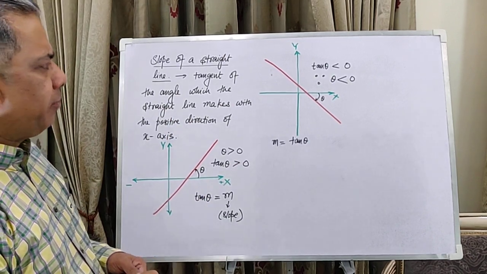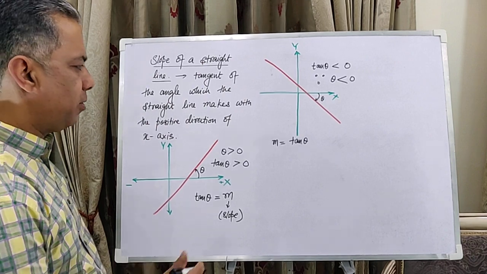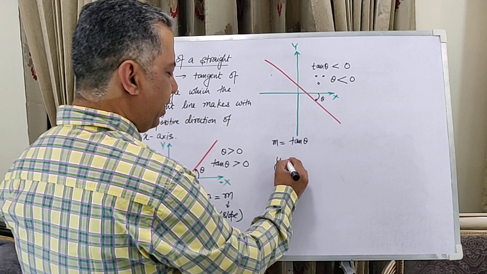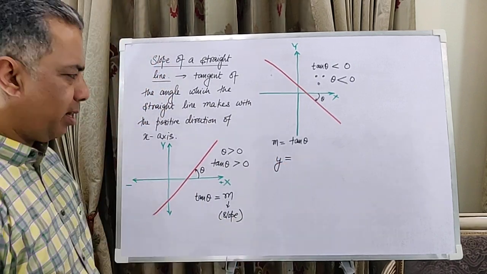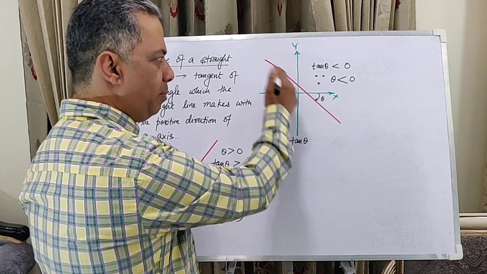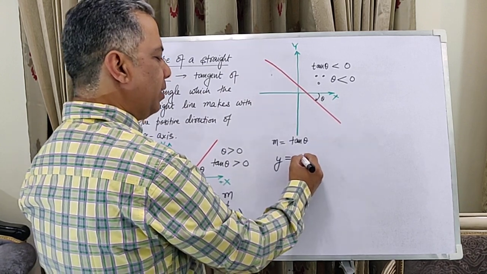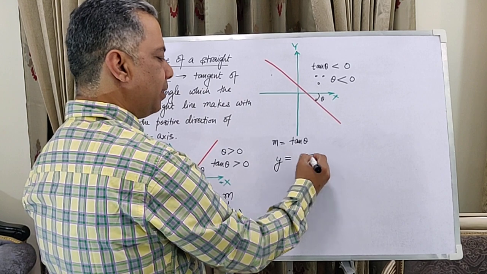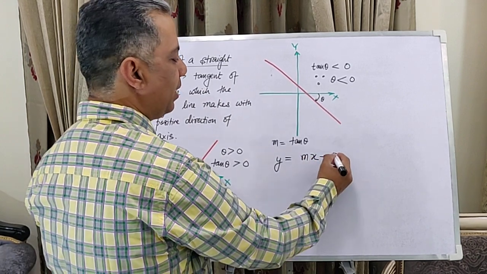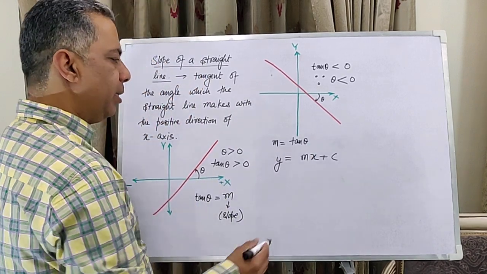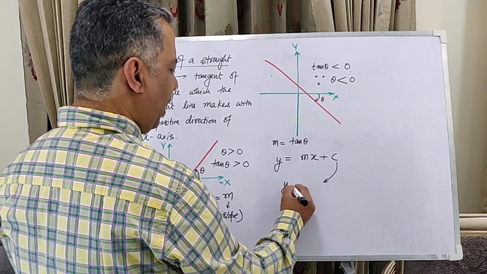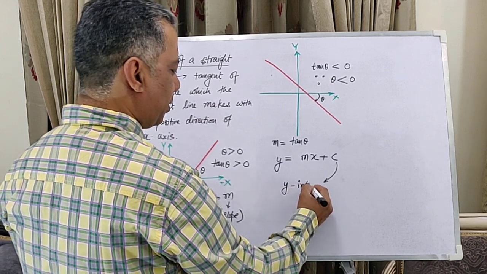Now very briefly I would like to introduce to you the concept of the equation of a straight line as well. Now for a straight line the equation goes somewhat like this. The y coordinate, y of any point on the line, equals mx, m being the slope, plus c. Now here this c is the y-intercept.